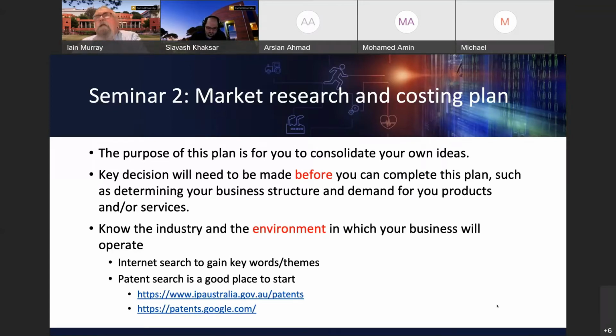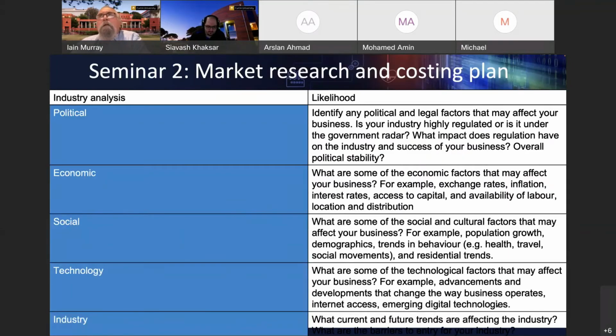And Google also has a patent site, which again is reasonably good and gives you mostly US patents, but has a good range of them there. So that's a fairly good place to start. But you do need to really work on the environment that you're going to be selling into. So when you're doing your industry analysis, there are several things that you should be looking at specifically. They are the political, economic, social, the technology that you're in, and the industry.